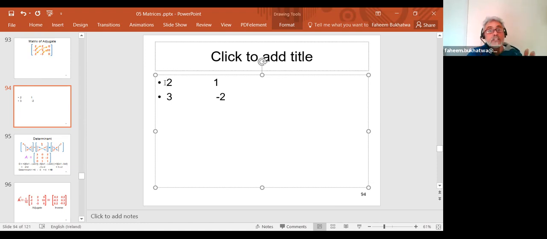In order to work out the inverse, you can use row operations, which requires you to put down 2, 1, and the 1, 0 identity matrix, and 3, -2, 0, 1. Then try to make this part the identity matrix, and whatever you're left with on this half is your inverse matrix. That's one technique.